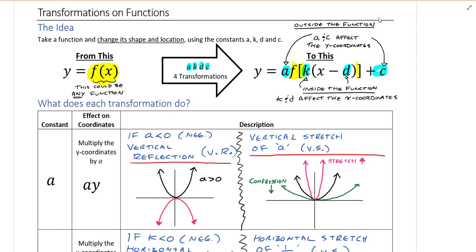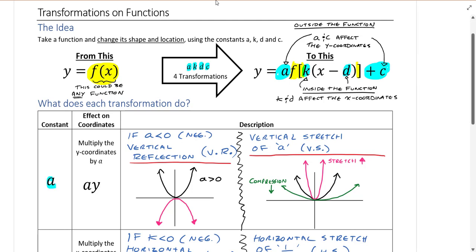So I've already got this filled out for us. So let's just go through it really quickly. Let's talk about what a does first. Now, the easiest ones to spot are the a and the c because they're outside the function. The a is out front, the c is usually put behind. They're the easiest ones to spot, and they're the most straightforward.